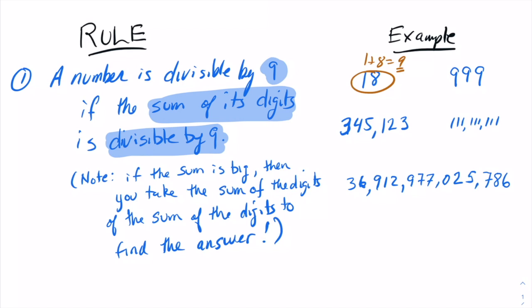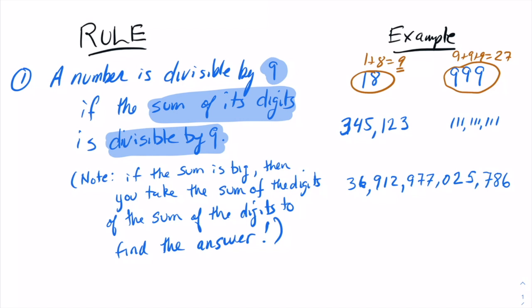Let's try another one. 999. Well, 9 plus 9 plus 9 equals 27, and 27 is divisible by 9. 27 divided by 9 is 3. So 999 is divisible by 9.